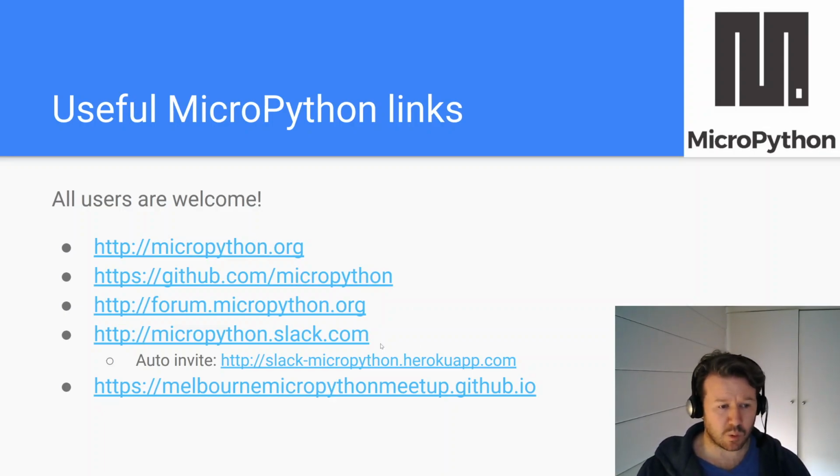And there's a forum, quite an active forum. If you need questions answered, it's a great place to go and do that. There's also the Slack channel, which is now about 300 strong, and it's quite active as well. So if you need questions answered promptly, it's a good place to go. Anyone can get an invite by hitting up this Heroku app.